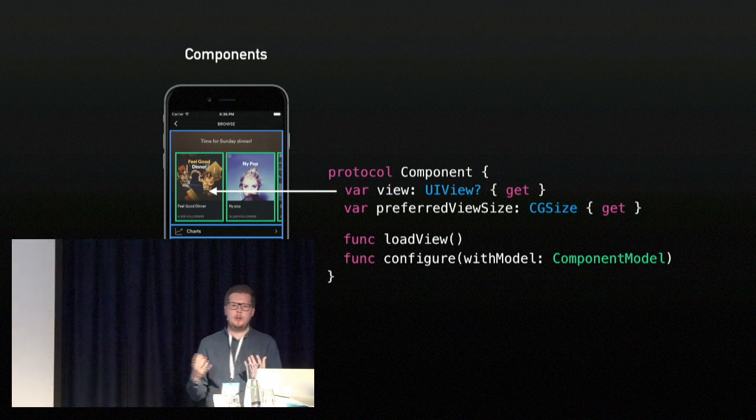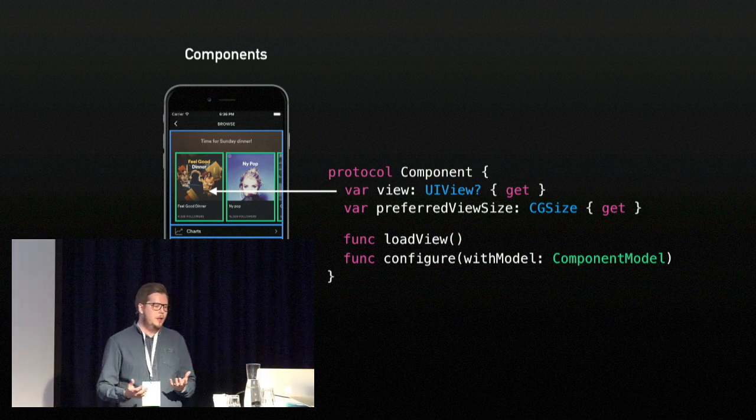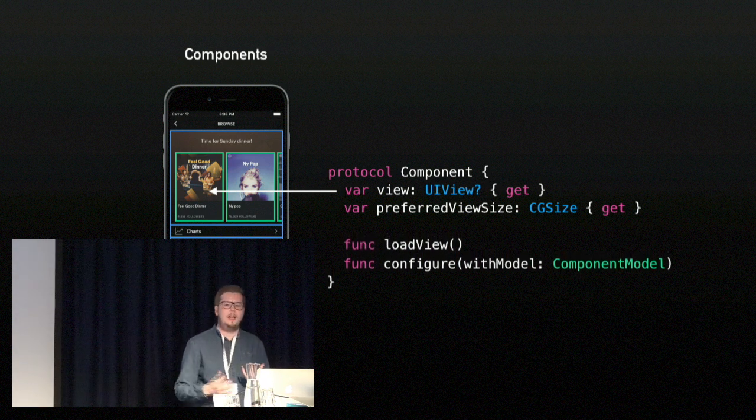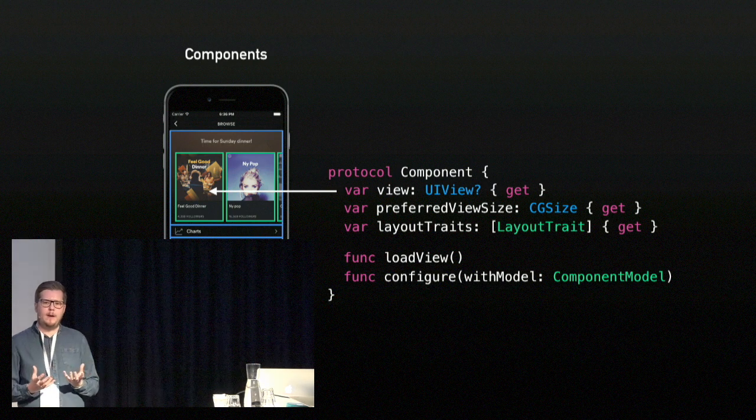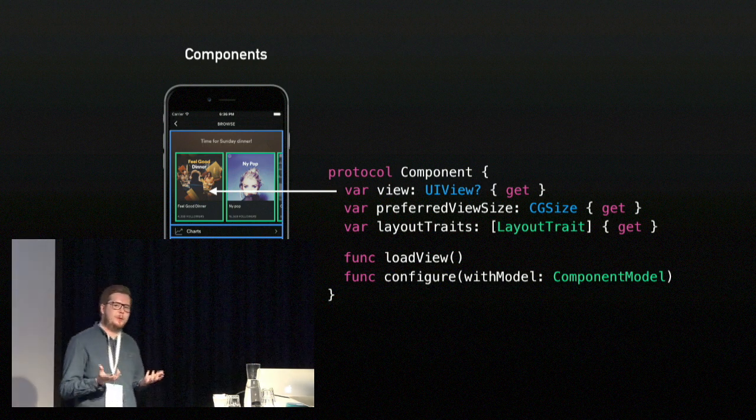And the second part is the relationship between elements in a view. And for that, we introduced something that we call layout traits. What are layout traits? Well, they're a way to more abstractly define how your component behaves in terms of layouts.